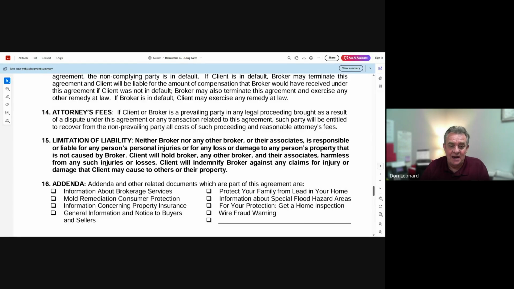15, limitation of liability. Neither broker nor any other broker or their associates are responsible or liable for any person's personal injuries or for loss or damage of any person's property that is not caused by the broker. Client will hold broker, any other broker, and their associates harmless. This is that indemnification thing that we see required from our clients to us. Client will indemnify the broker against any claims for injury or damage that client may have caused to others or their property. And a lot of these provisions seem like, yeah, probably doesn't mean anything.